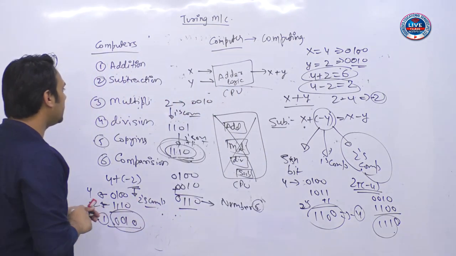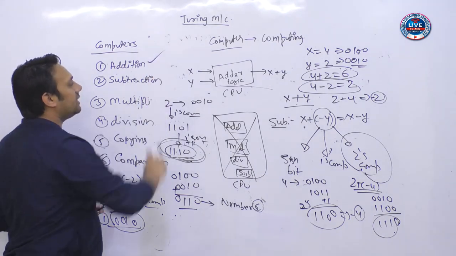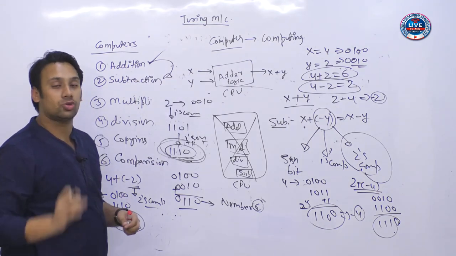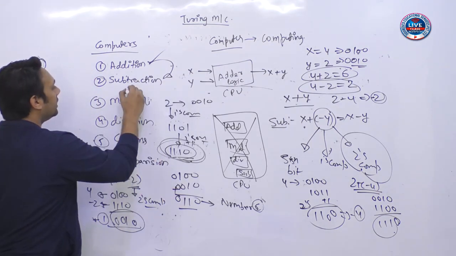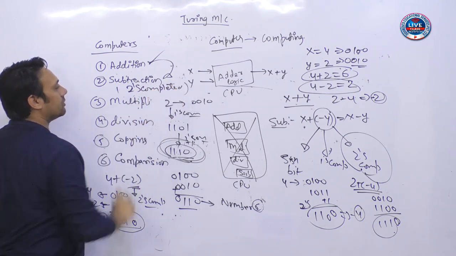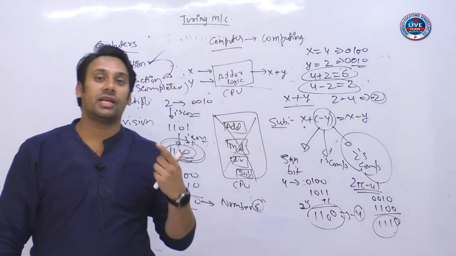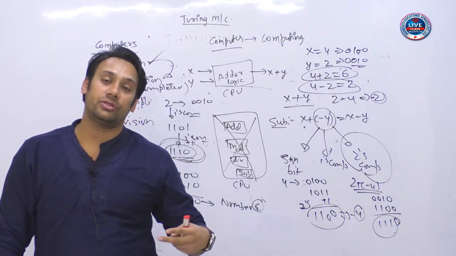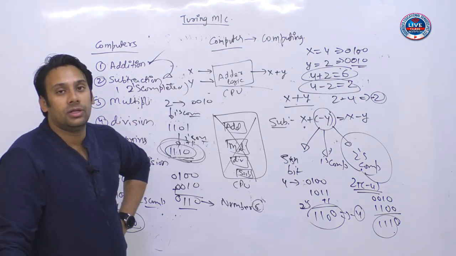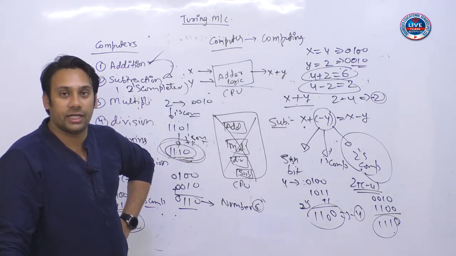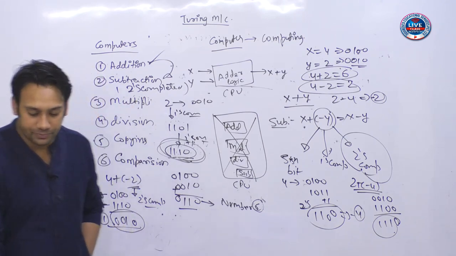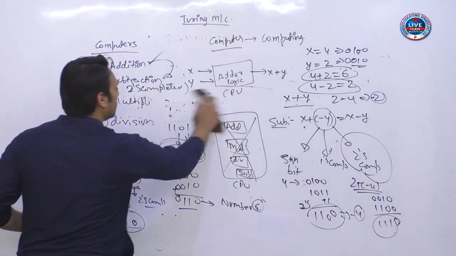Now you know that addition is very easy. Addition you can do, and subtraction can also be done by addition. That means to perform subtraction, you only need to find 2's complement of a number. So can a Turing machine add two numbers? Then can a Turing machine perform 2's complement of a number to find the negative part, so that we can also perform subtraction using addition. Itna clear hai?